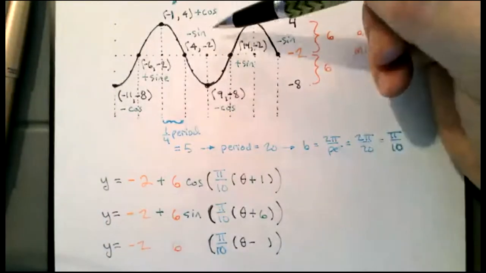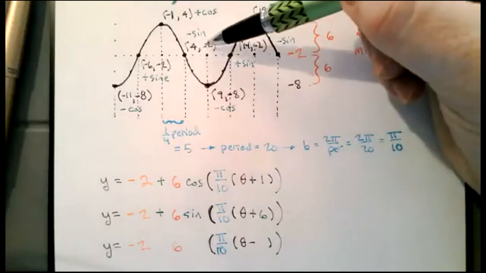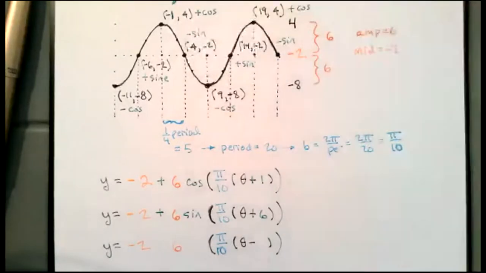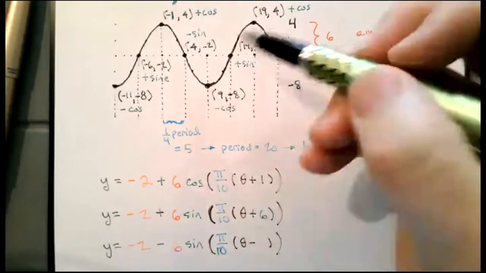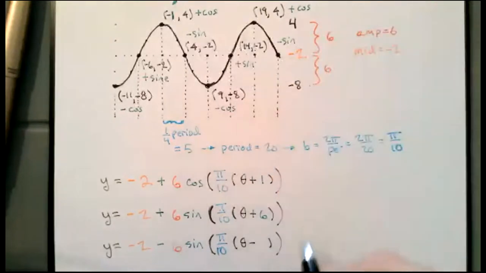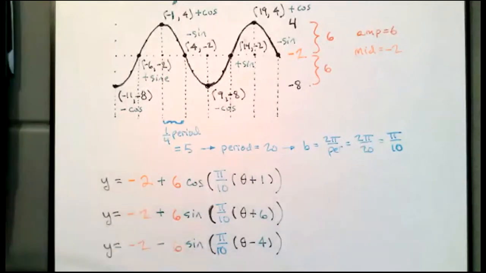Finally, since I'm starting at 4, -2, I'm at the middle going down. So I'm going to use negative sine. And my horizontal shift will be the x coordinate of 4. So I'll write theta minus 4. Because I have plus cosine, plus sine, minus sine, I have to do all 4.